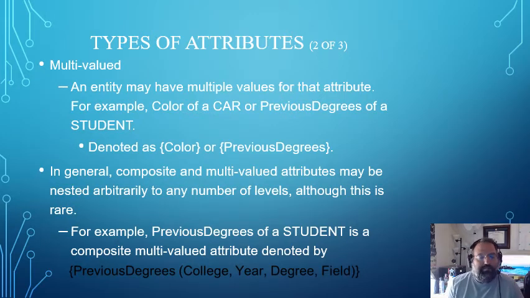Multi-valued: an entity may have multiple values for that attribute. For example, the color of a car or previous degrees of a student. Previous degrees, you might have more than one. So it's a set of attributes. In general, composite and multi-valued attributes may be nested arbitrarily to any number of levels, although this is rare. For example, previous degree of a student is a composite multi-valued attribute denoted by previous degree, college, year, degree, field, and so on. And you have to do that essentially with a one-to-many relationship.